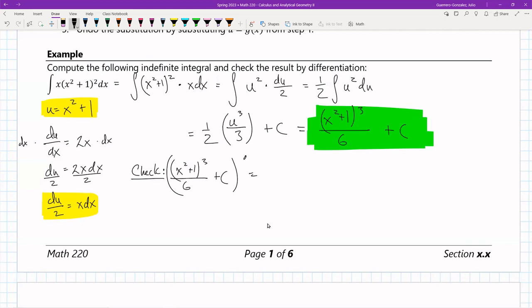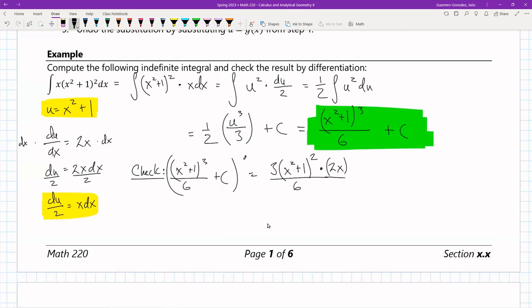Okay, so the derivative of this is, like I said, chain rule, so it's going to be 3. When I do chain rule, I do the outside, leaving the inside alone. So this is going to be 3 times x squared plus 1. Since I brought the 3 down, it's going to be minus 1, so it's going to be 2. All divided by 6. And then it's going to be times the derivative of the inside, which is going to be 2x. So the derivative of x squared plus 1 is going to be 2x.